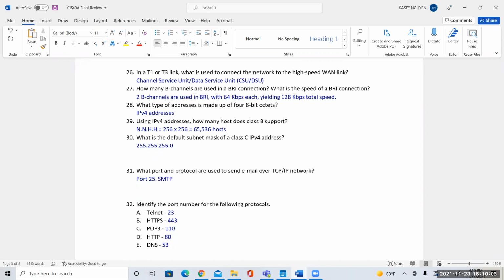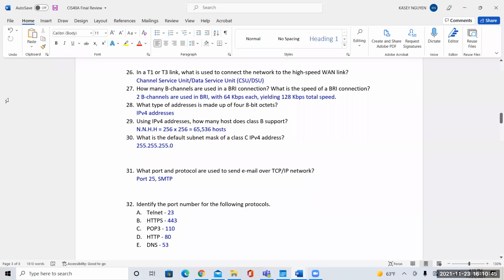So that means that class A has the most hosts, right? Because it's 256 times 256 times 256, compared to class C, which has the least hosts, which is what your home network uses. Class C is only going to be 256 hosts. And remember, we can't use all 256 either. The beginning and the end are reserved for broadcast and network, so we only have 254 usable IPs in class C by default.